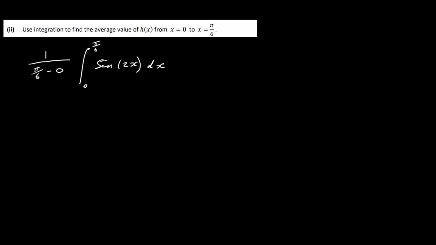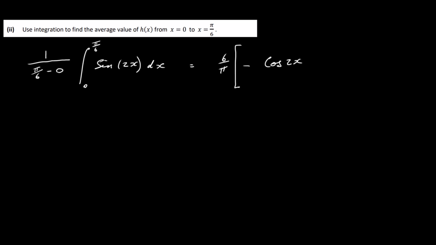Okay, so let's do this then. 1 over pi over 6 minus 0 is just going to be pi over 6. When you divide by this fraction here, we've got to just flip it upside down. So it's going to be 6 over pi. So now all we've got to do is integrate sine 2x. If you integrate sine of x, you'll get minus cos of x. So it's going to be minus anyway. And then it's going to be cos 2x.